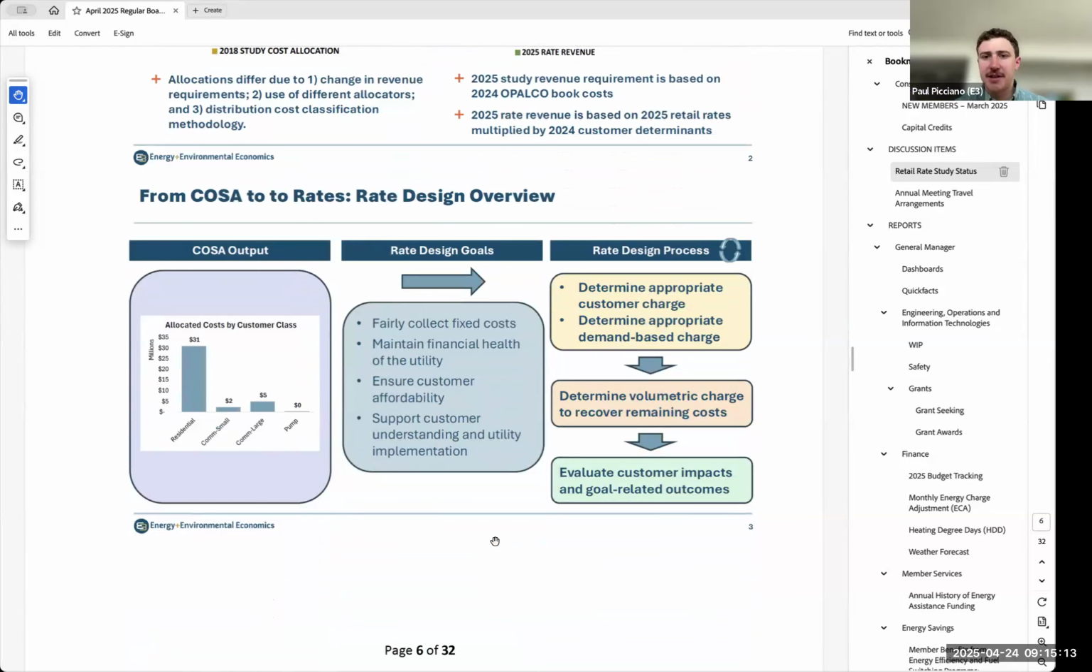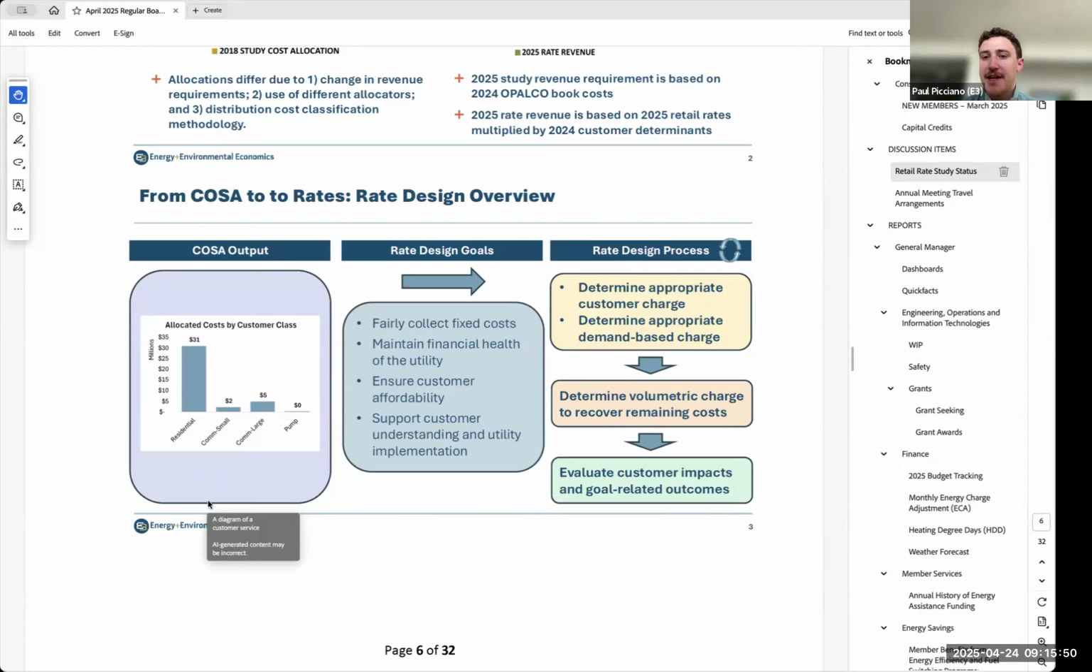Sure, happy to jump in here. This slide is meant to provide the bridge between the COSA and the rate design process, and just give an overview of the overall process. On the left chart there, that's intended to reflect the output of the COSA that gets passed into the rate design process. So that's showing the total costs allocated to the different customer classes that we then need to collect via rates. And as Ari was mentioning, there are a number of different rate design goals that need to be taken into account during the rate design process.